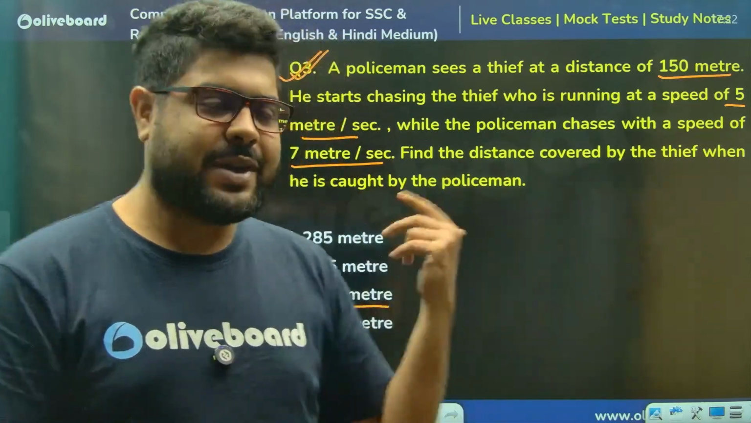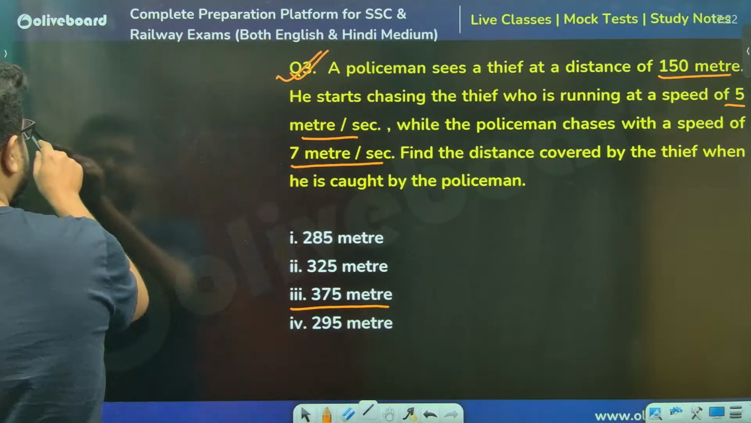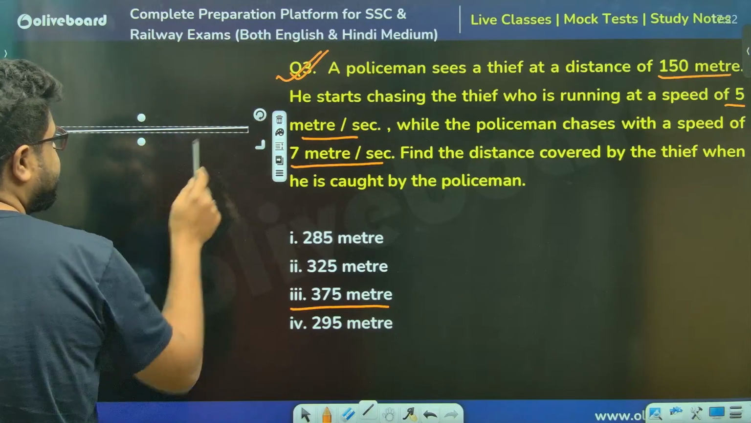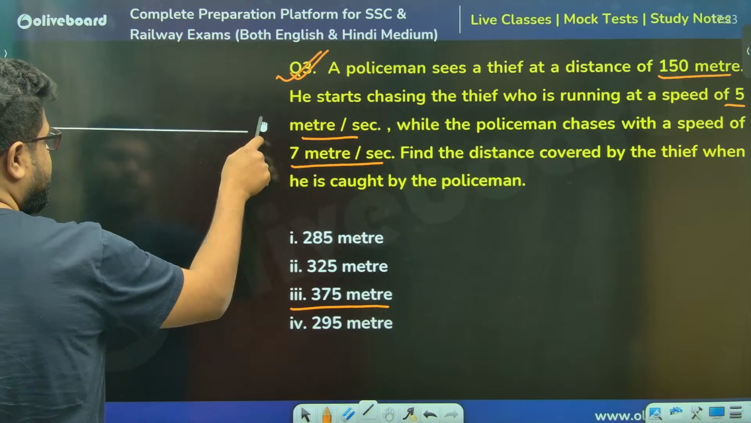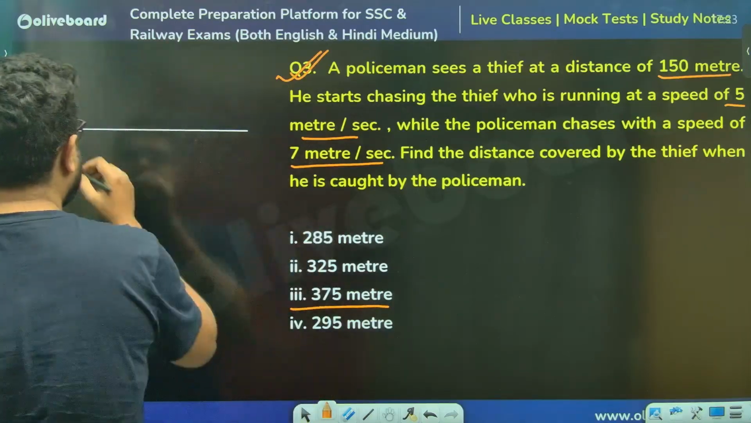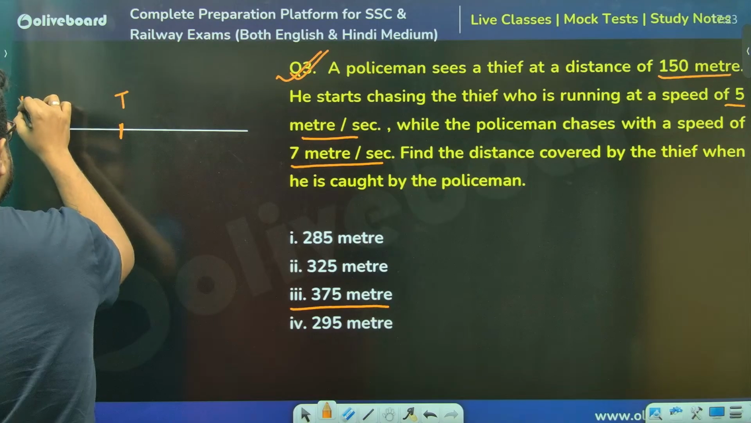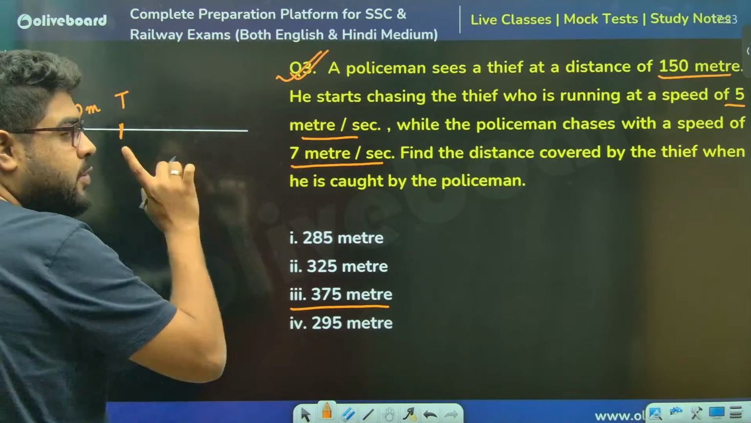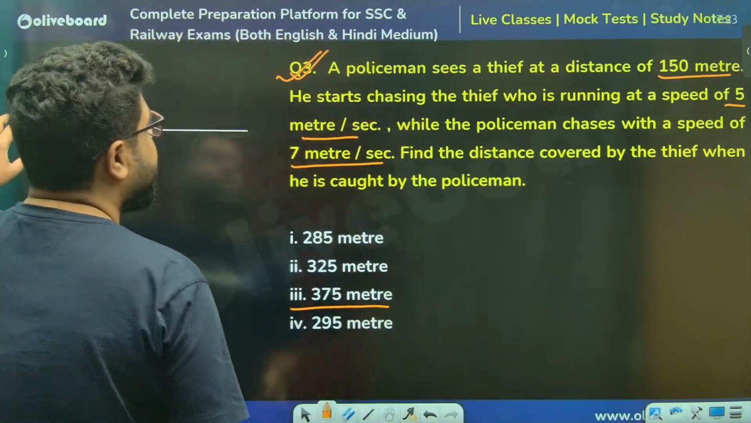Whatever you do, the concept will be the same. But if you want me, let me show you. I'm assuming everybody knows how to do this question using relative speed. So let me show you something new, something which is a little different. So policeman, thief. Thief is here, police is here. The in-between distance is 150 meters. I'll not use the relative speed concept directly.